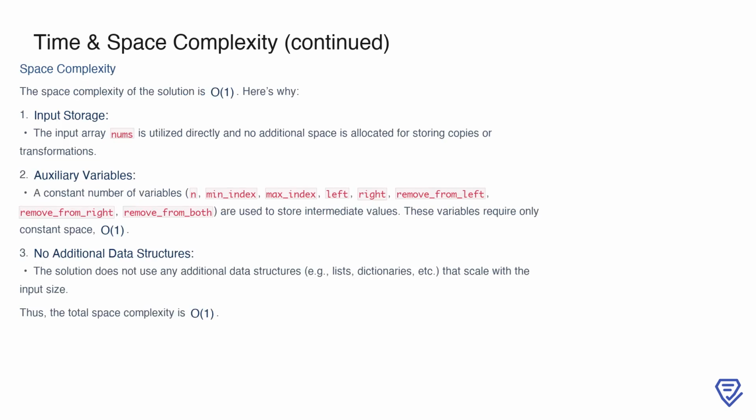Shifting to space complexity, the solution is highly efficient, requiring only O(1) additional space. This is because the algorithm works directly with the input array without creating any copies or transformations. The space used by auxiliary variables like n, min_index, max_index, left, right, and the three strategy variables is constant, as their number does not depend on the size of the input array. Additionally, the algorithm avoids using any extra data structures such as lists or dictionaries, which could scale with the input size. With no dynamically growing memory usage, the total space complexity of this solution remains O(1).